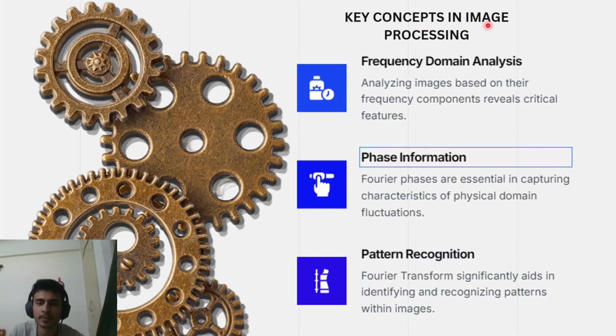Some key concepts in image processing are frequency domain analysis, which consists of analyzing images based on their frequency components to reveal critical features. The other is phase information: Fourier phases are essential in capturing characteristics of physical domain fluctuations. And the third is pattern recognition: Fourier transforms significantly aid in identifying and recognizing patterns within images.